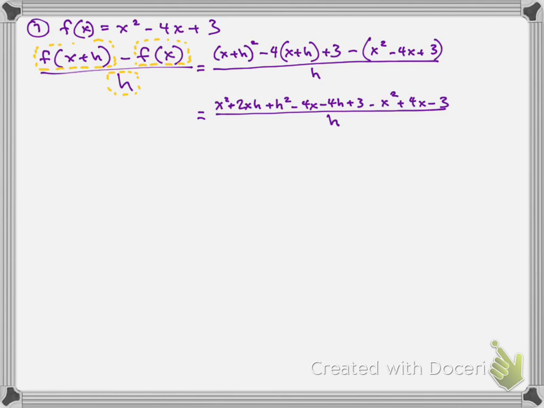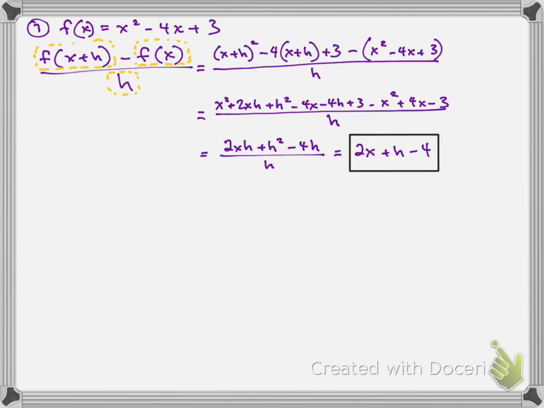Now, as promised with polynomial functions, everything that doesn't have an h will cancel out. So the x squareds cancel: x squared minus x squared, negative 4x plus 4x, positive 3, negative 3. All we're left with is 2xh plus h squared minus 4h divided by h. Now we can factor an h out of everything, and we get 2x plus h minus 4. So that's the difference quotient simplified.